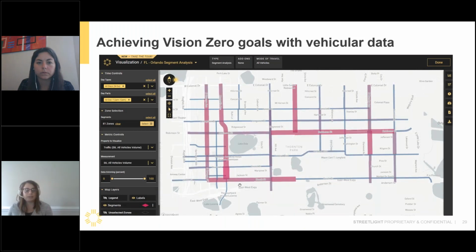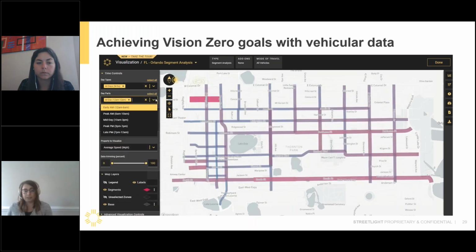So pairing these two metrics together, the pedestrian and the vehicular data, helps us get a complete picture of where we should be targeting Vision Zero initiatives across different roadway networks in any different city or community in the continental US. Next slide.